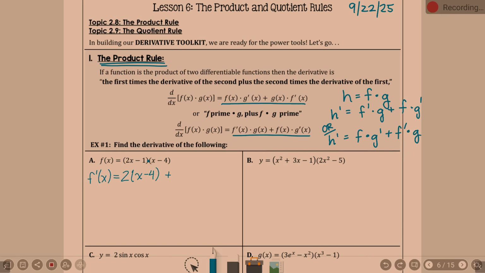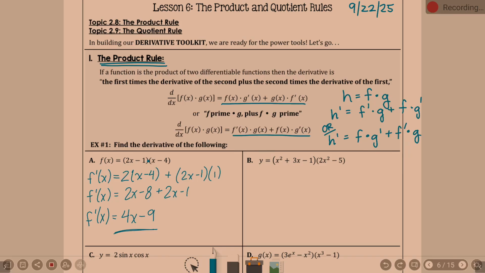Okay, plus, and now I'm going to keep the other one. So I'm going to keep 2x minus 1 times the derivative of the other one. So derivative of the second is 1. Okay? So clean it up. If I distribute, 2x minus 8 plus 2x minus 1, and if I clean it up, I'm at 4x minus 9. Yep.